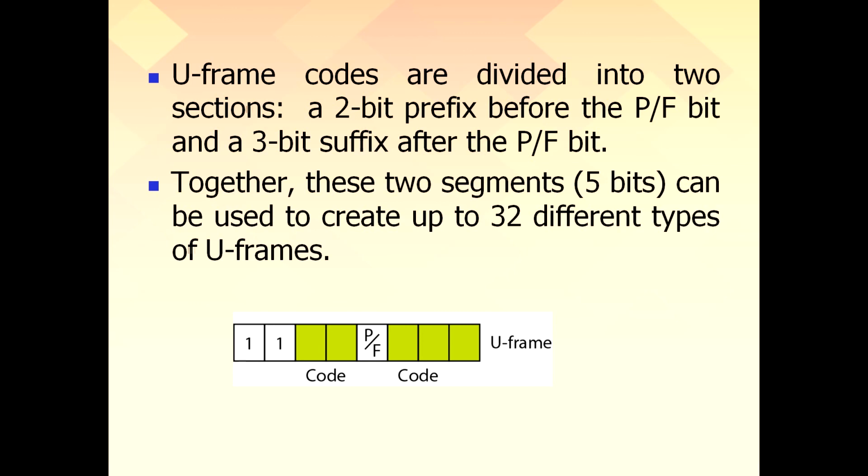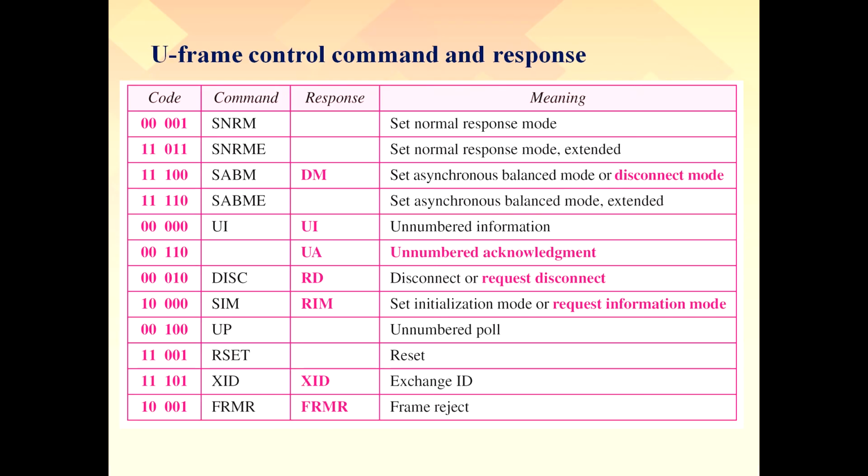For example, some sample code combinations: 00 001, command, SNRM, which indicates set normal response mode. 11011, SNRME, set normal response mode extended. 11100, SABM, set asynchronous balanced mode, and for disconnect mode. These are the different combinations.